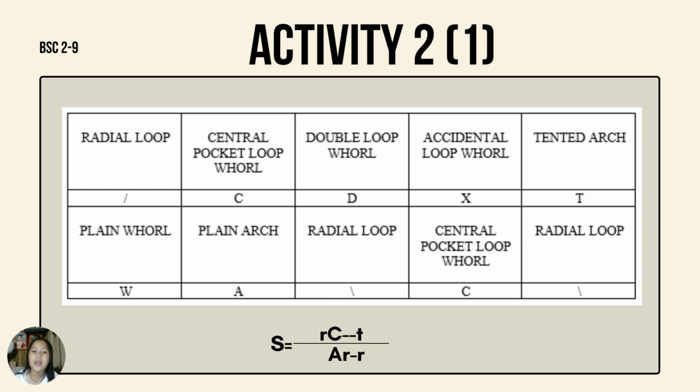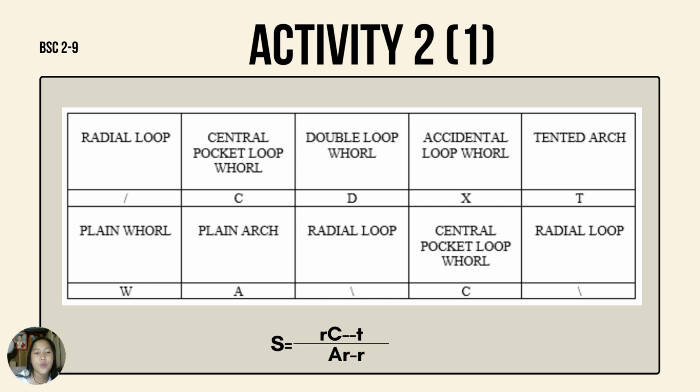In getting the secondary classification, we should first look for the index finger of both the right and left hand. For the right index finger, we have a central pocket loop, letter C. As I've said, whatever pattern it is, even though it is not included in the rat, it would be placed there, and it should be in capital letter. So for right, it is C, and for left, it is A. We should note that they should be horizontally aligned.